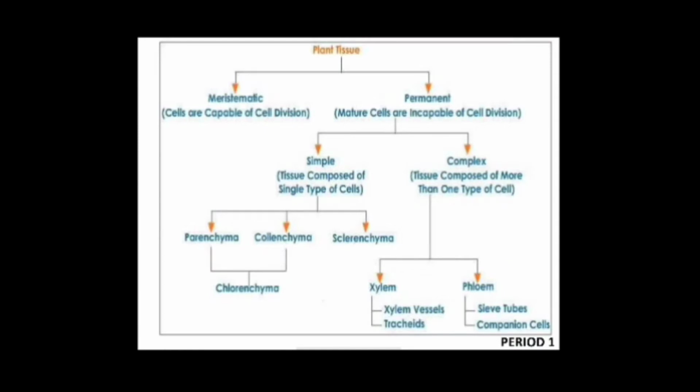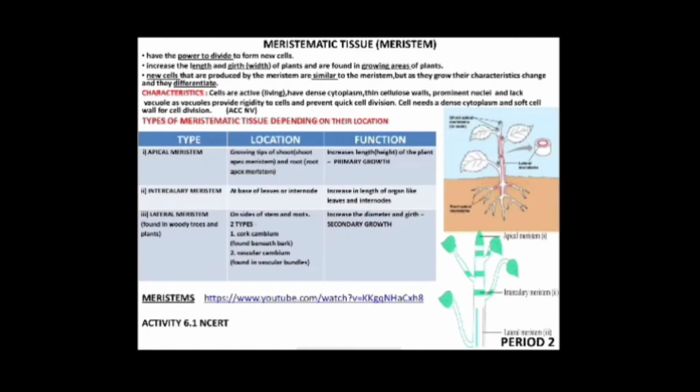So first we will start with the meristematic tissue. So meristematic tissue, they have the power to divide to form new cells. They increase the length and girth of plants and are found in growing areas of plants. New cells that are produced by the meristem are similar to the meristem, but as they grow, their characteristics change and they differentiate. That process is known as cell differentiation.